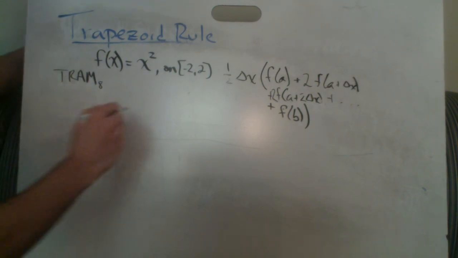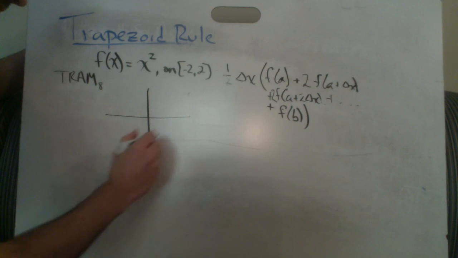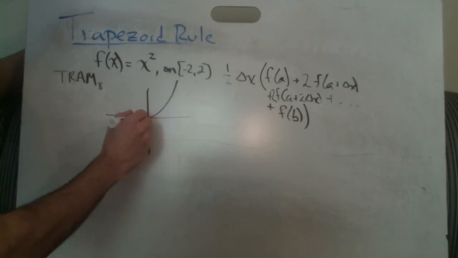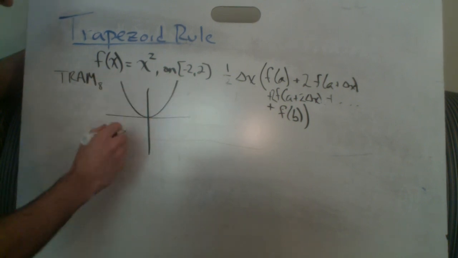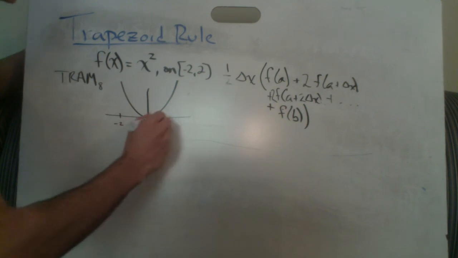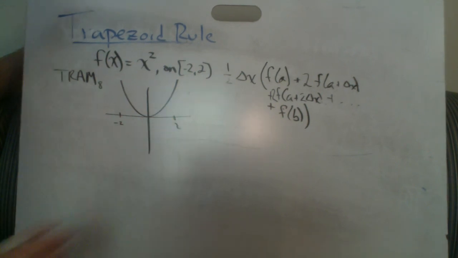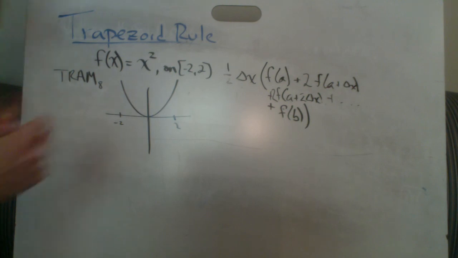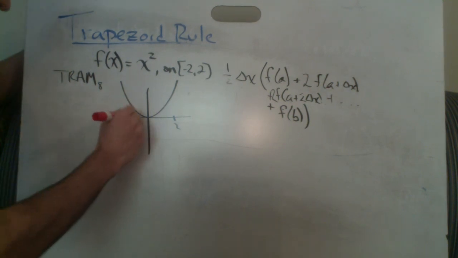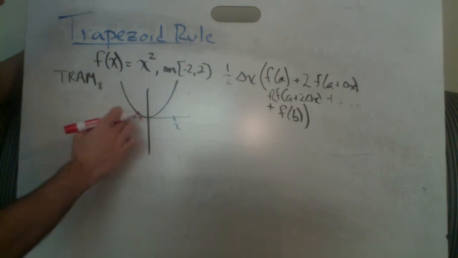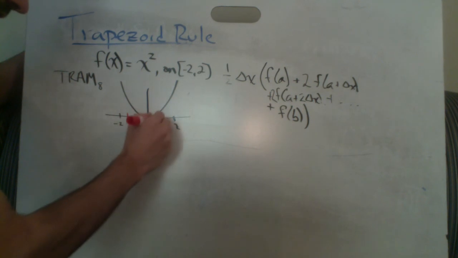So let's sketch this. Here we go. We're going from -2 all the way up to +2. Okay, and we want 8 trapezoids. So I'm going to make 8 partitions. Let's see here. 1, 2, 3. 1, 2, 3, 4. 1, 2, 3. 1, 2, 3, 4, 8.